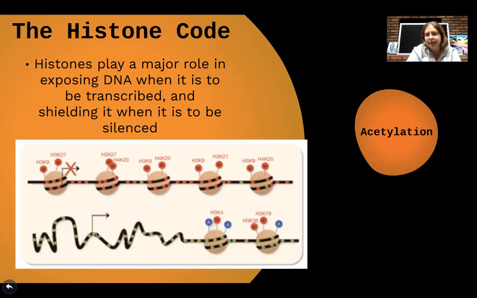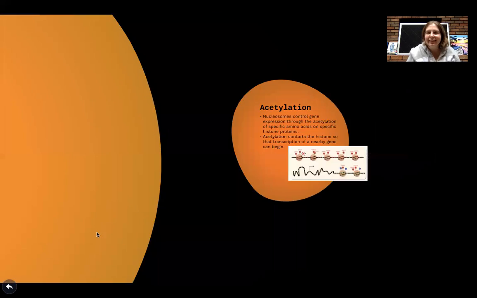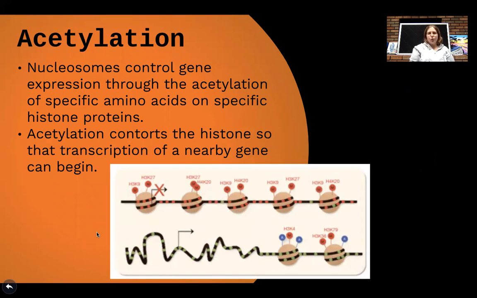But it's because of the histones and how these chemical groups attach to them will actually affect the histones, causing it to shield the DNA, thus not allowing transcription and gene expression to occur, or exposing the DNA to allow transcription and gene expression. Let's take a look at acetylation. So acetylation is when you have acetyl groups added to the histone. Now, it says nucleosome controls gene expression through the acetylation of specific amino acids on specific histone proteins.